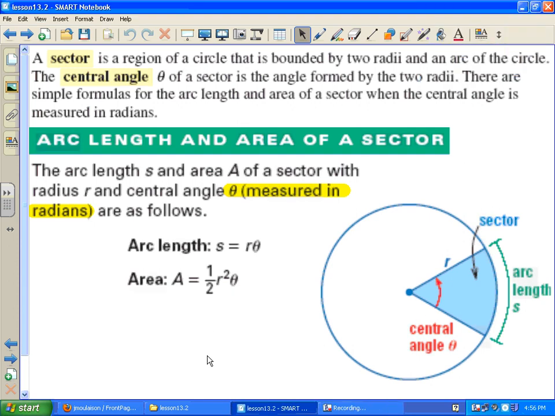The last part of this lesson, we're going to look at arc length and the area of a sector. So here you can see what they mean by the sector of a circle. I'm going to stop this recording now and continue this last part of the lesson in a third video.